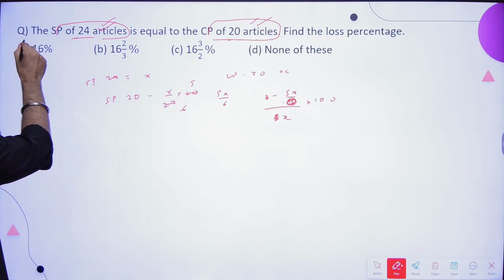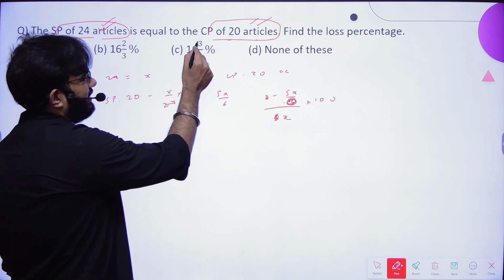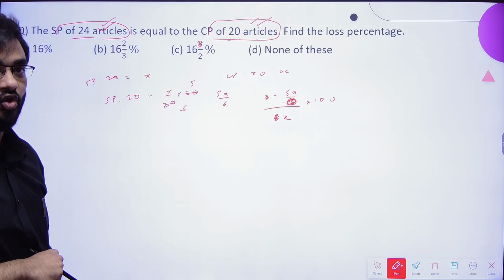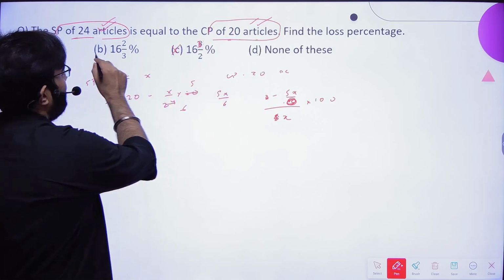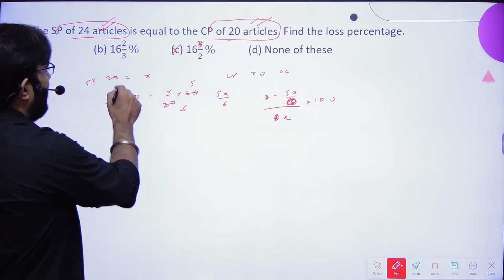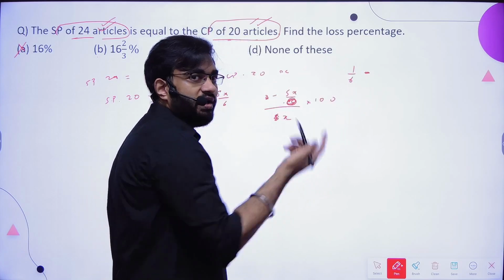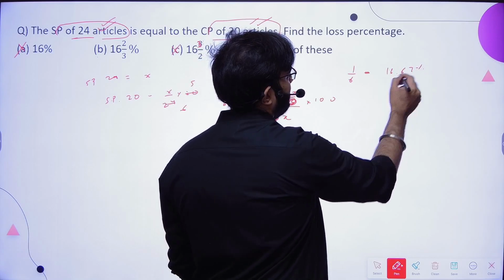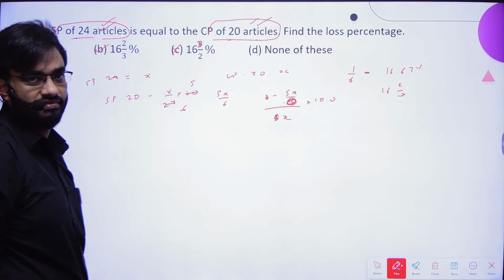So this is ruled out. And in a mixed fraction, the numerator should always be less than the denominator. So this is ruled out. The only two feasible options, if you have not solved the question completely, are none of these, or, but again, when you see 1 by 6, what I told you, when you convert it into percentage terms, it comes out to be 16.67% or 16 2 by 3. So you can directly mark this.